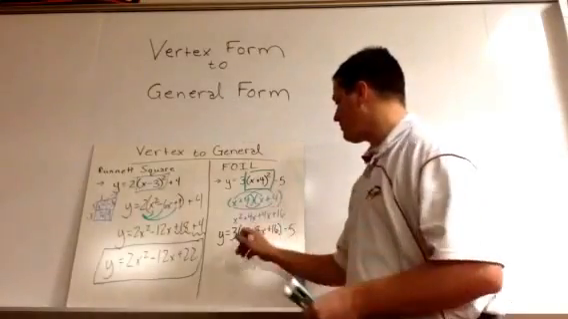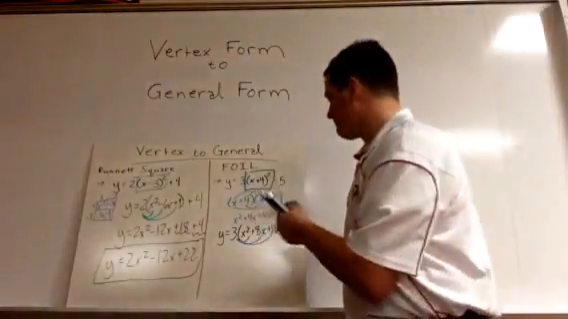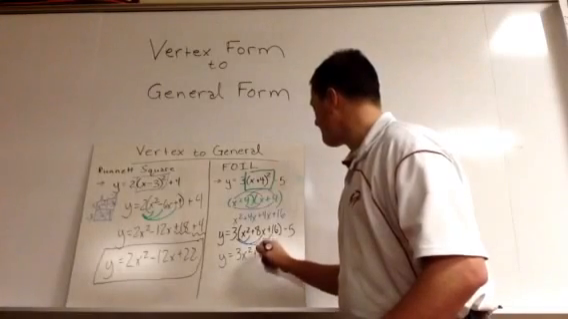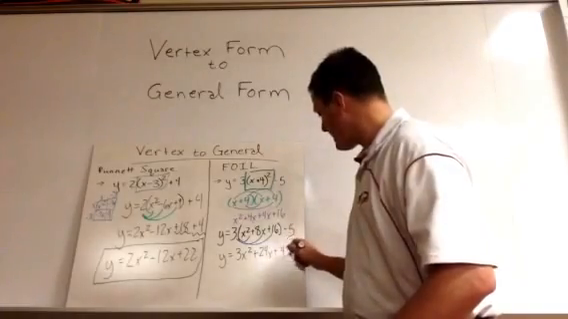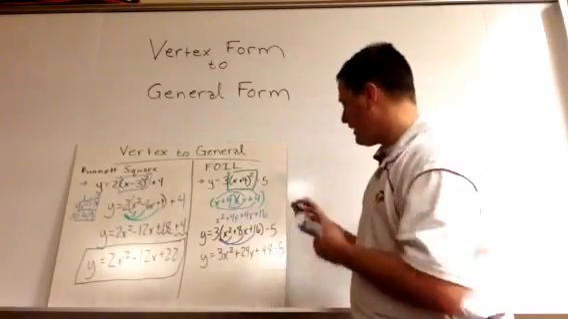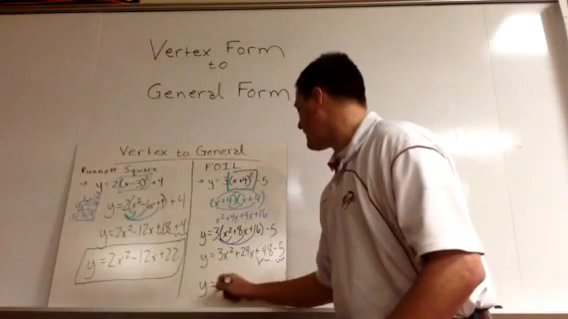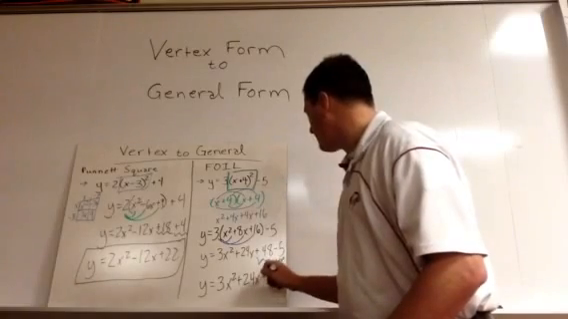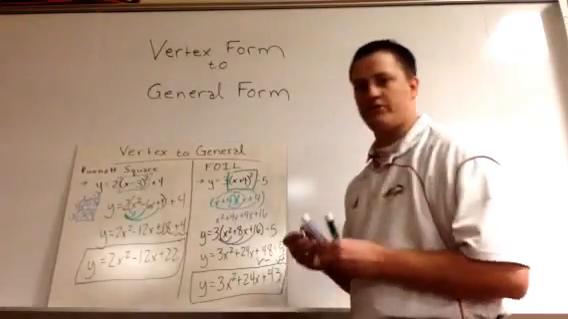I then need to distribute the 3. And again, rewrite it. And my last step is to combine like terms. So I've got 48 and negative 5. y equals 3x squared plus 24x plus 43. And again, we're left with general form.